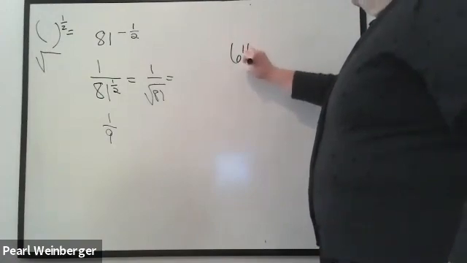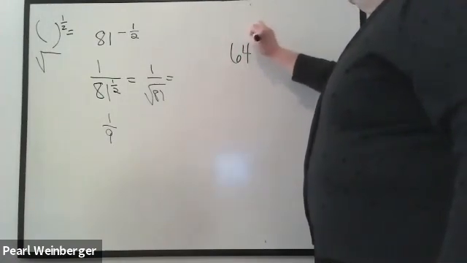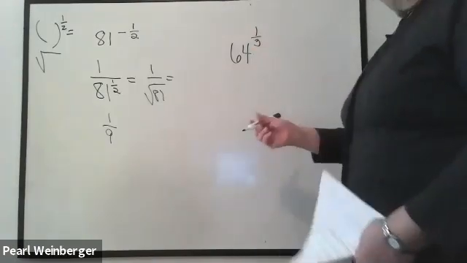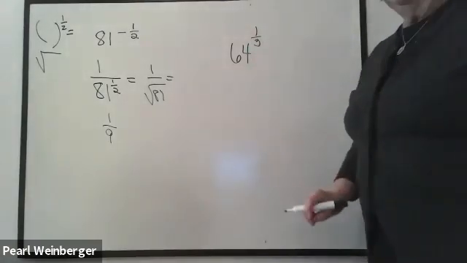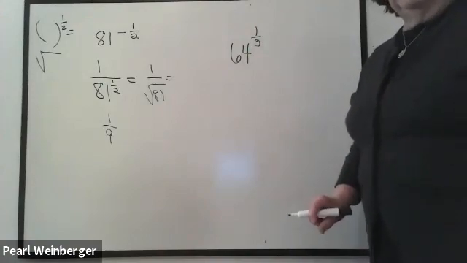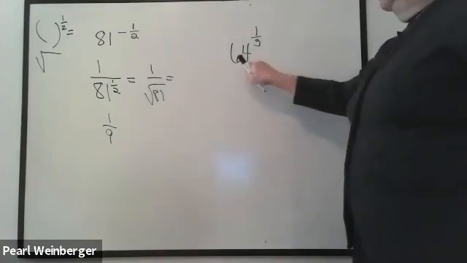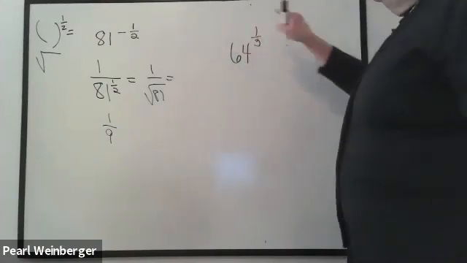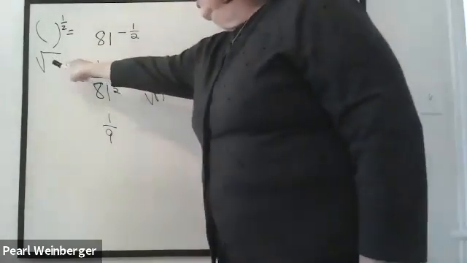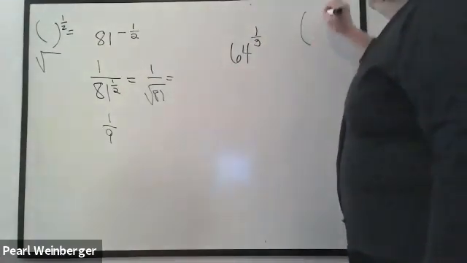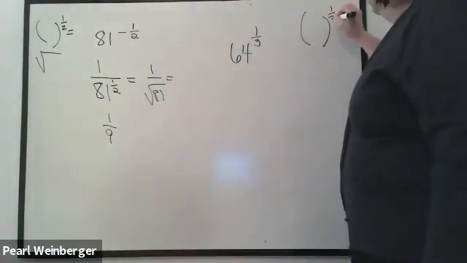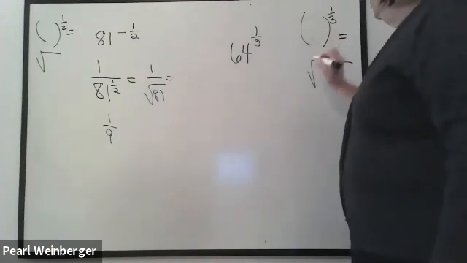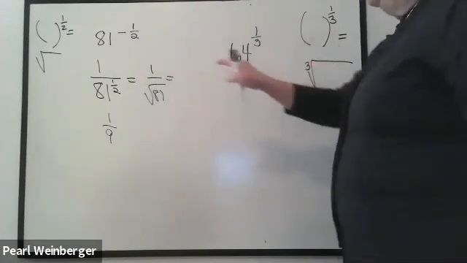64 to the 1/3 power. What do we mean by asking what is 64 to the 1/3 power? Well, remember we said the 1/2 power means a square root. The 1/3 exponent means the radical, but now the index is 3.